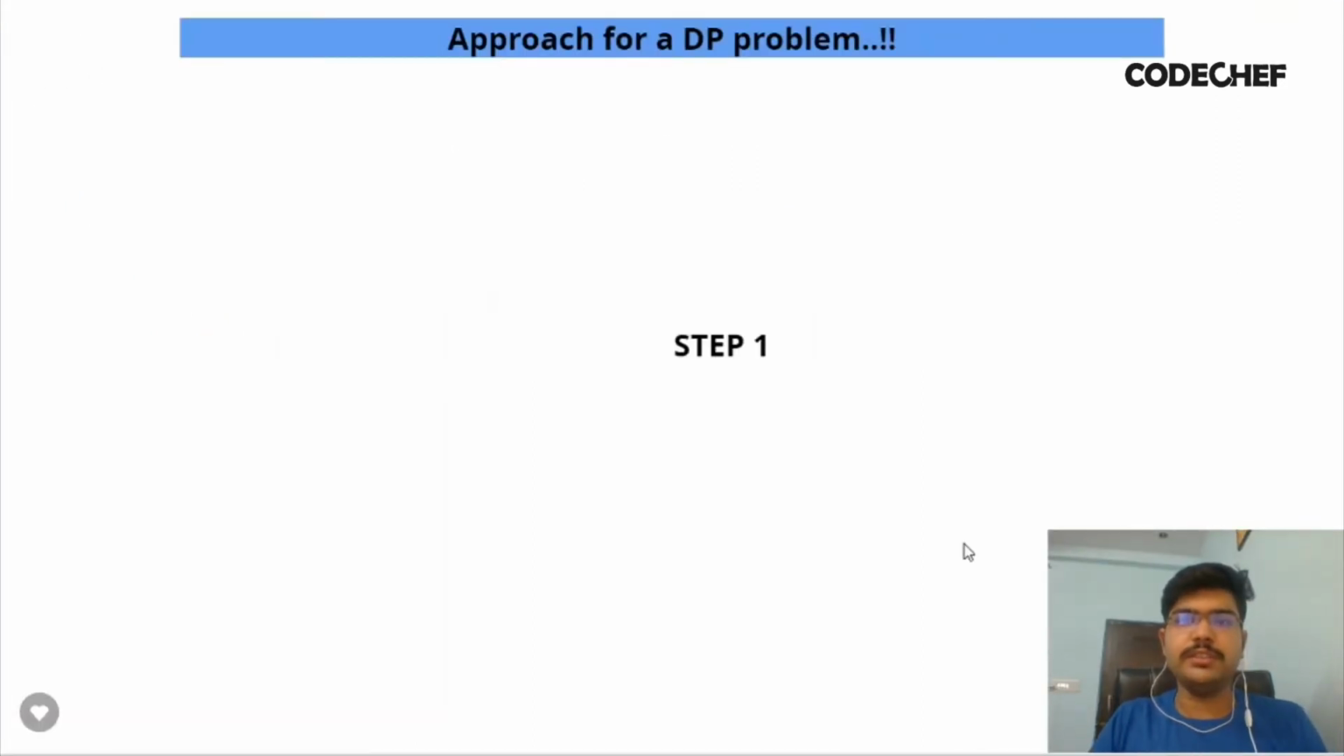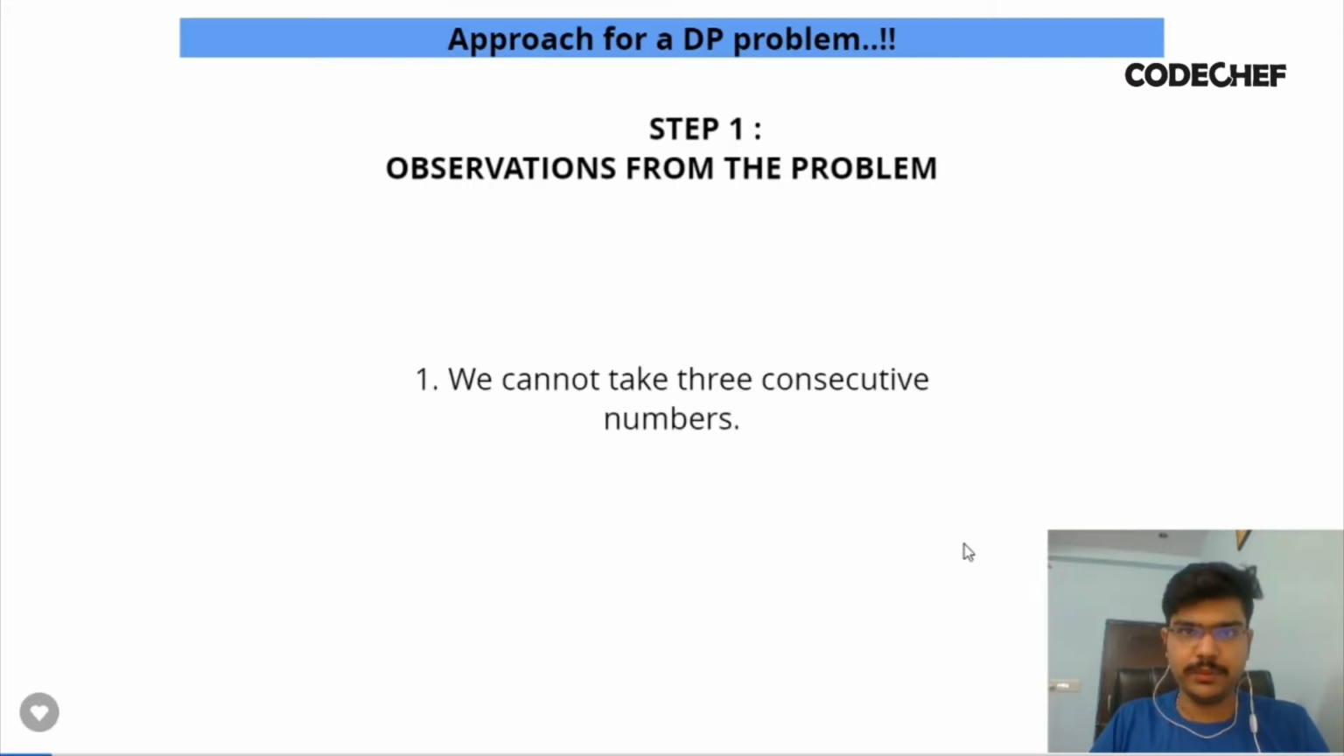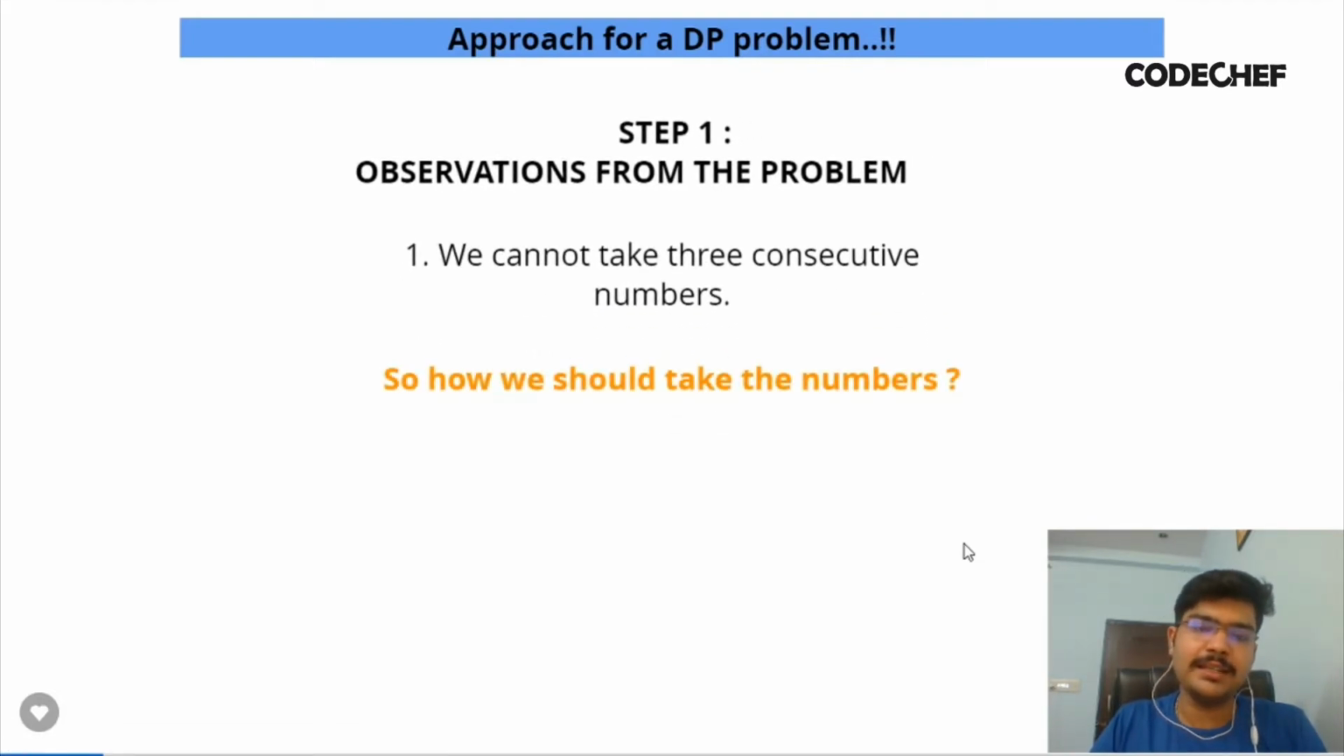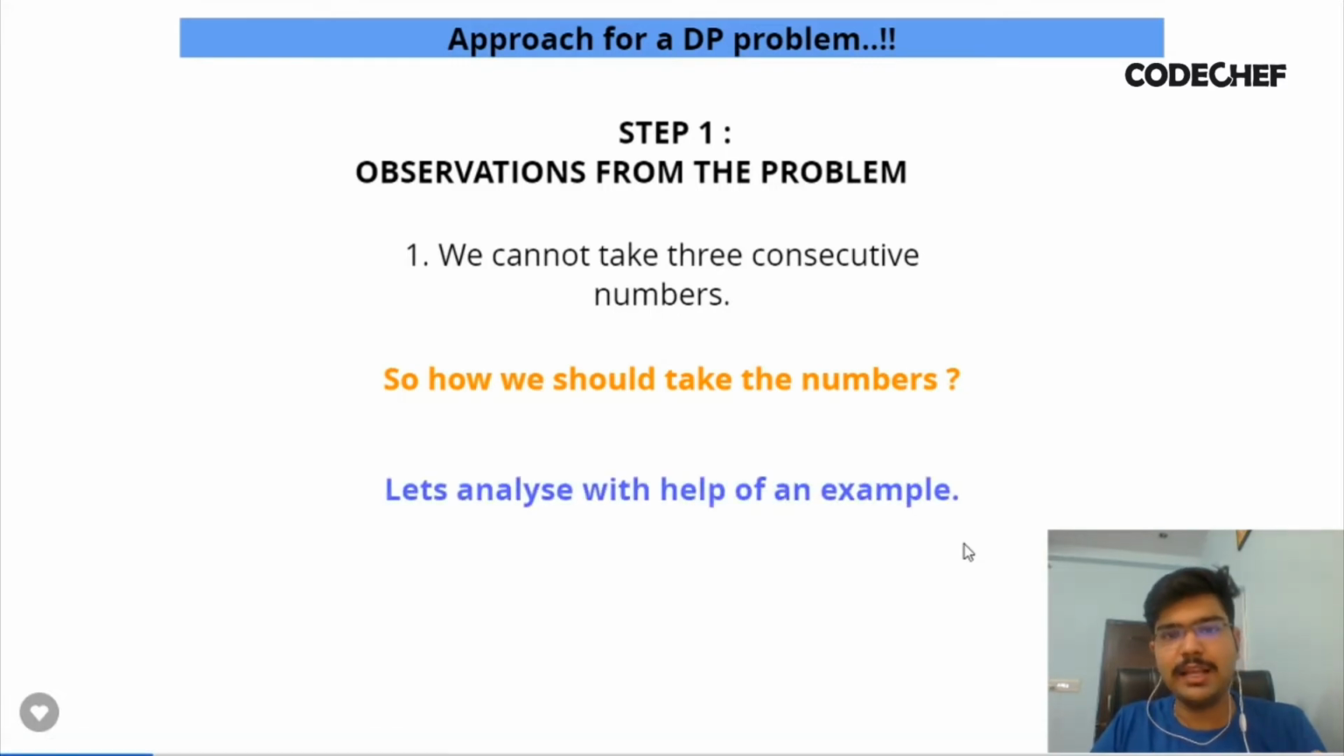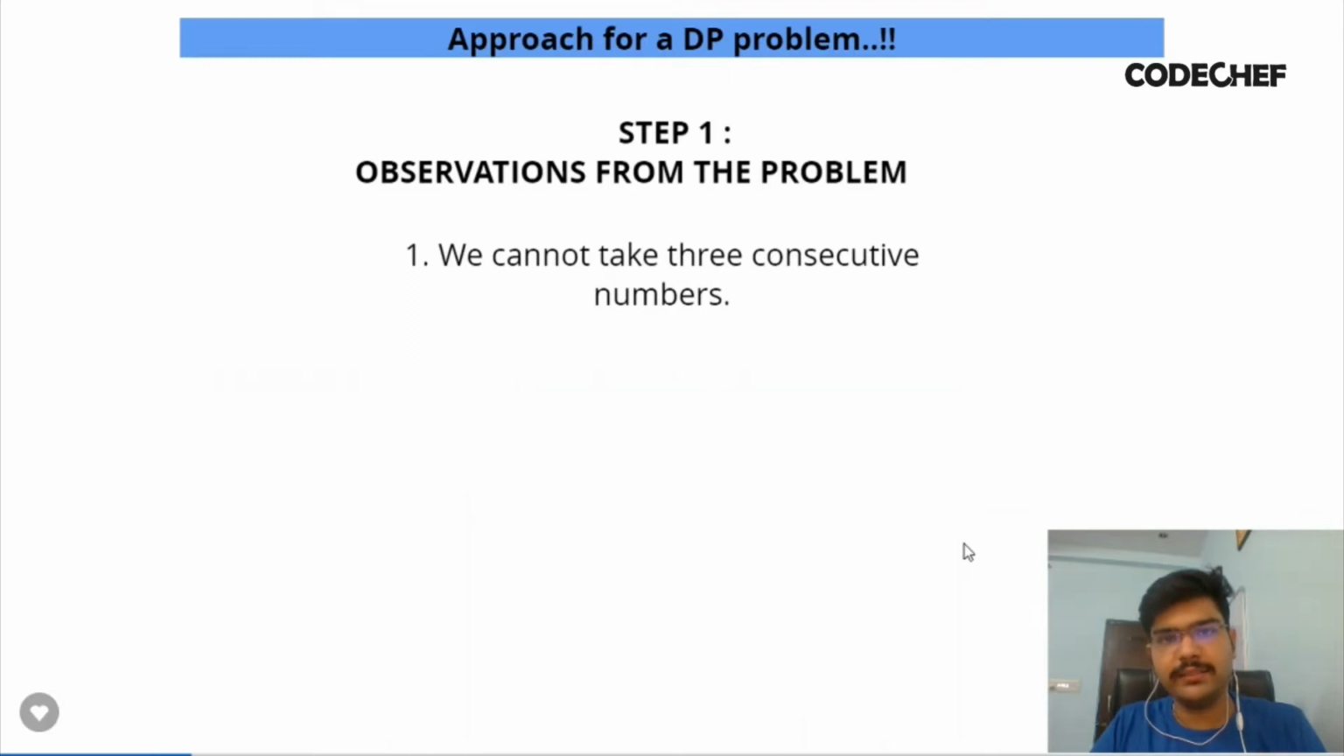Okay, so the first step of approaching a DP problem is to make observations from the problem, right? The first and important step is that we need to note down the observations. The first observation is that we cannot take three consecutive numbers. This is the important thing, right? So we cannot have the consecutiveness of three numbers. The question arises of how we should take the numbers. Alright, so let's analyze with the help of an example.